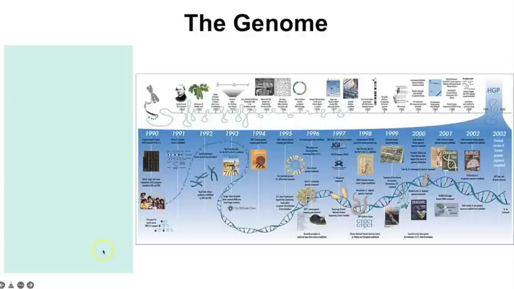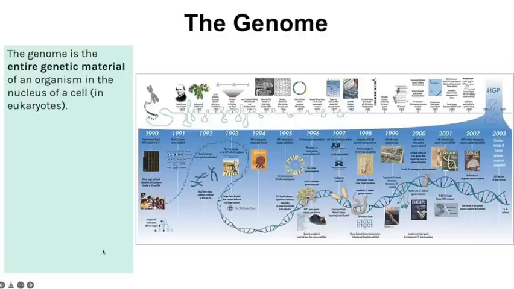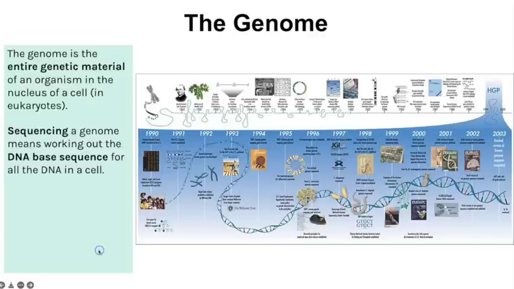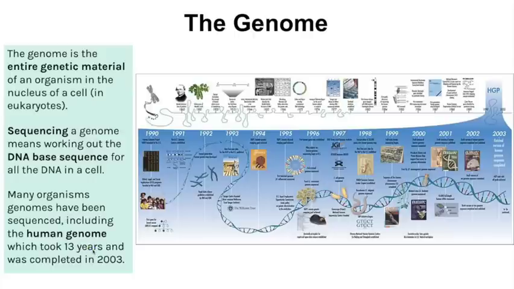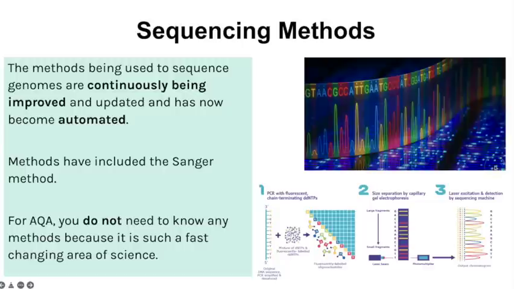The next bit of the spec is looking at the genome, and the genome is the entire genetic material of an organism in the nucleus of a cell. Sequencing of this genome means identifying the exact DNA base sequence for all of the DNA in a cell. Many organisms' genomes have now been sequenced by scientists, including the human genome, which took about 13 years, but it was finally completed in 2003. And that's the timeline we can see here.